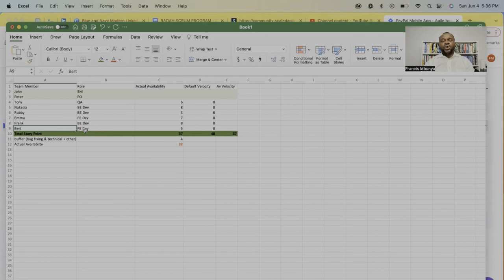So this is the composition of my team, right? I'm assuming that I'm building a payment system for Salesforce, right? To enable them to effectively collect their payments.